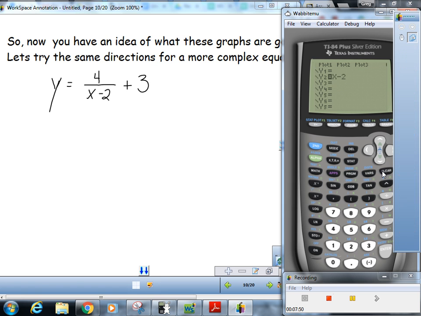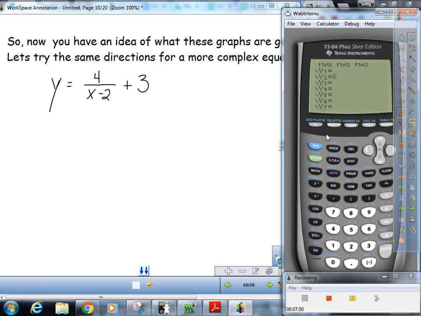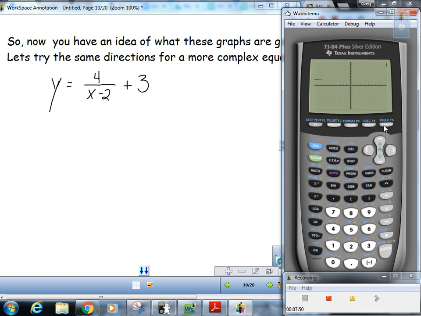So the first thing we got to do is just learn how to type this into our calculator, right? And remember that the bottom of this, you've got like this implied parentheses there. So we want to put in y equals 4 divided by, now we need a parentheses, x minus 2, close them, and then plus 3. Let's graph it. Okay, so can you see that it does look like what we just did?